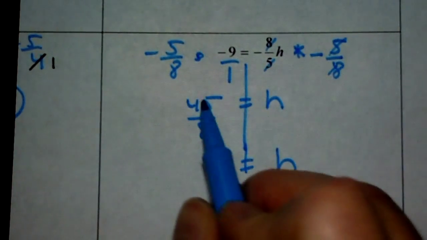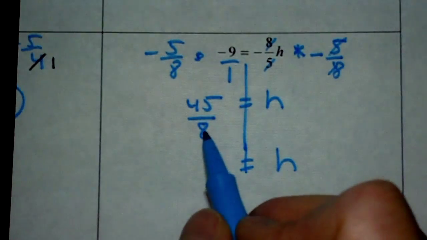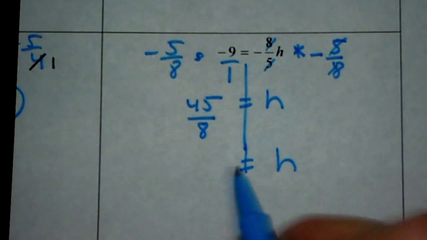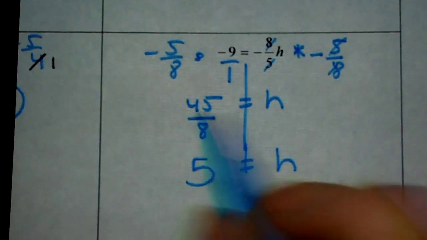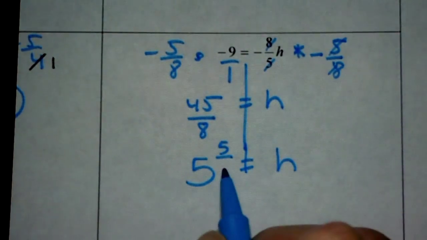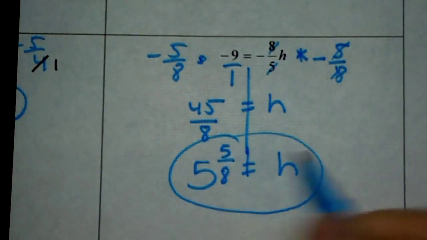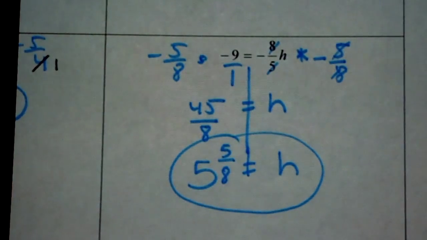So 8 goes into 45. Well, 8 times 5 is 40, right? So if 8 times 5 is 40, that means I would have 5 left over out of the 8. So h would equal 5 and 5/8. You are done with reciprocal coefficients.